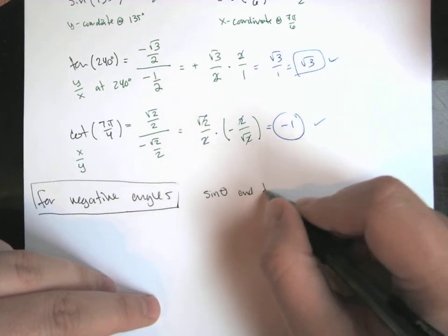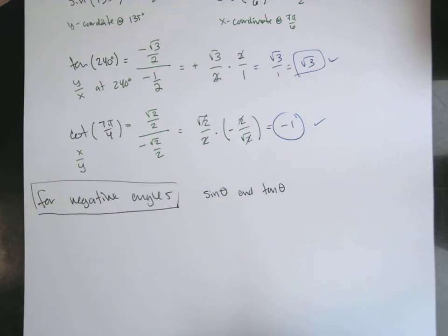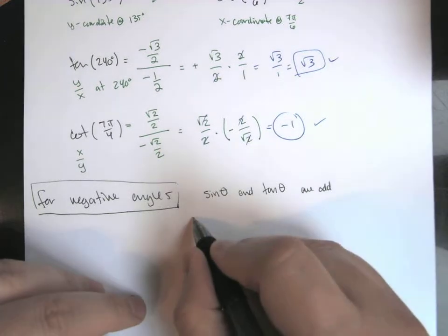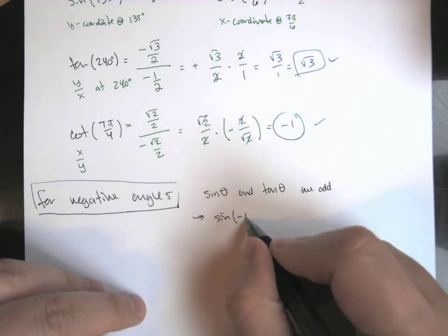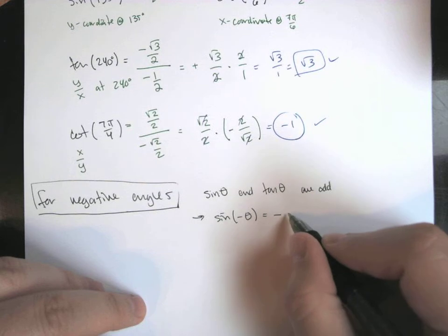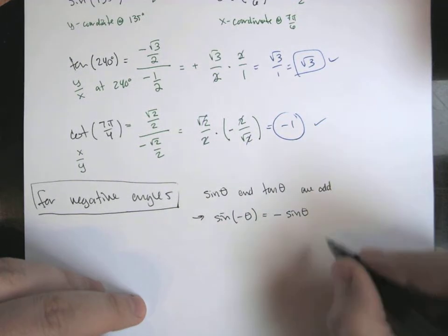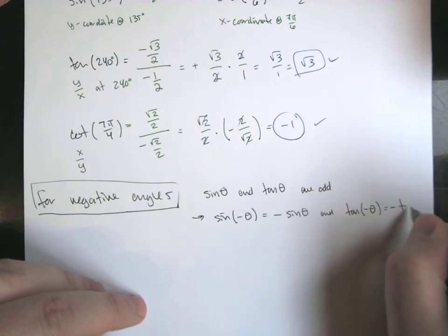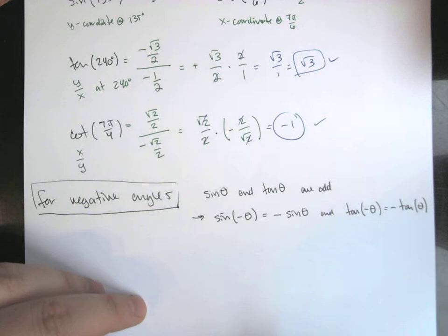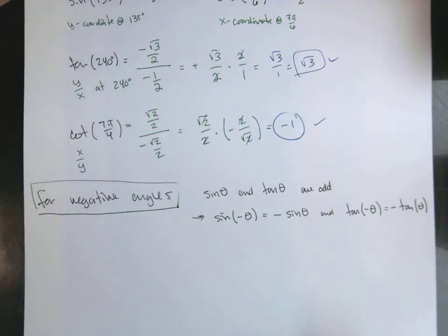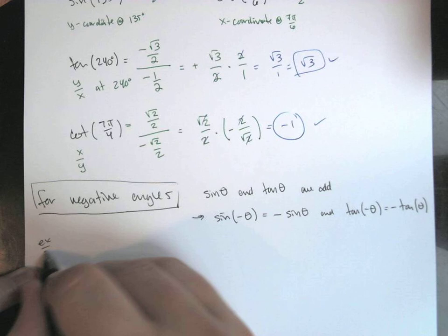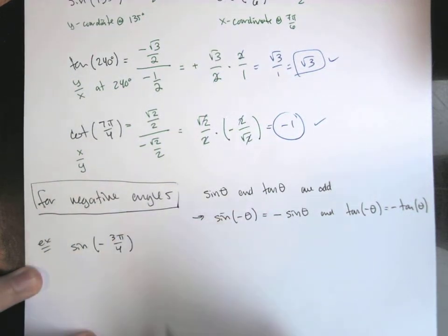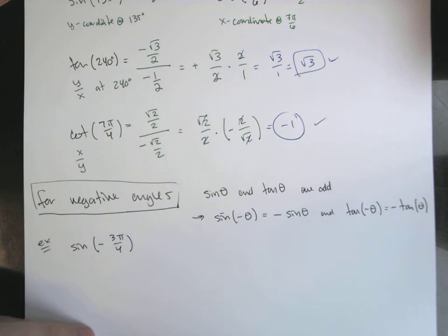Sine theta and tangent theta are what we call odd functions. What that means is if I do the sine of a negative angle, what I get back is the negative version of sine at the positive angle. The same thing for tangent. So for example, if I wanted to know what the sine value is at negative 3 pi over 4.